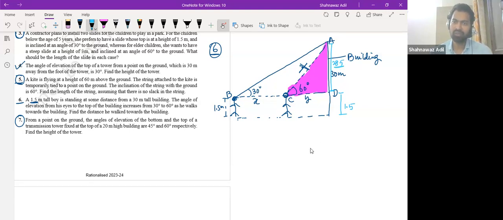Good. So now we have to find out. Yes, Aisha, what is the trigonometric ratio we will use to find CD? Yes, Aisha, so we have this triangle, right? We know this is the perpendicular. This is the base. So we know the perpendicular, and we have to find this base. Which trigonometric ratio, Aisha?